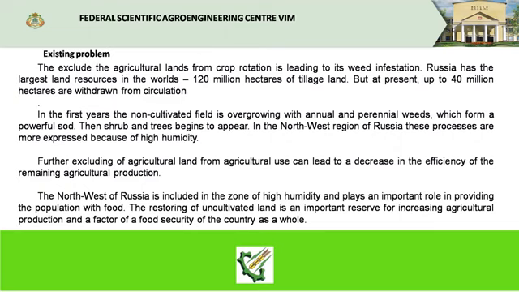Further exclusion of agricultural land from agricultural use can lead to a decrease in the efficiency of the remaining agricultural production. The northwest of Russia is included in the zone of high humidity and plays an important role in providing the population with food. The restoring of uncultivated land is an important resource for increasing agricultural production and a factor of food security of the country as a whole.